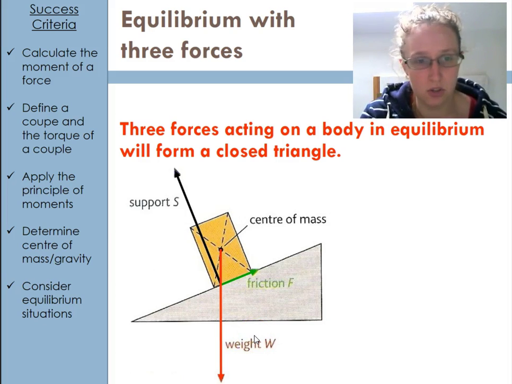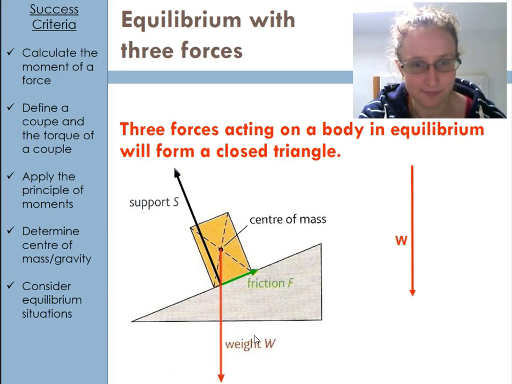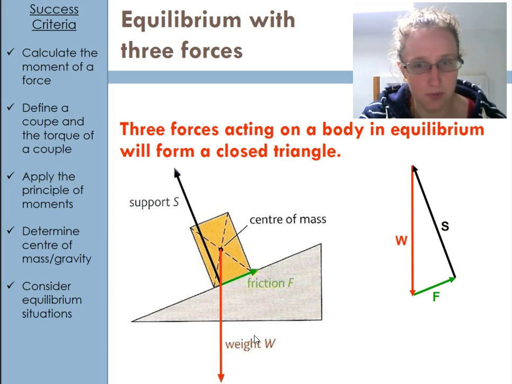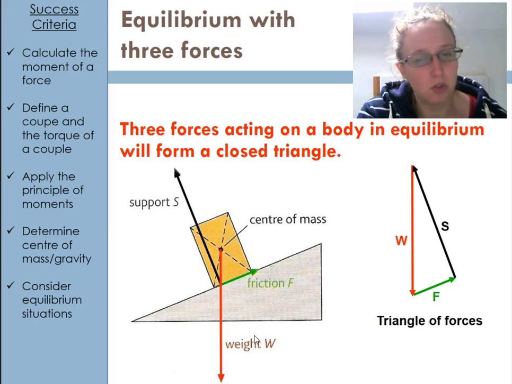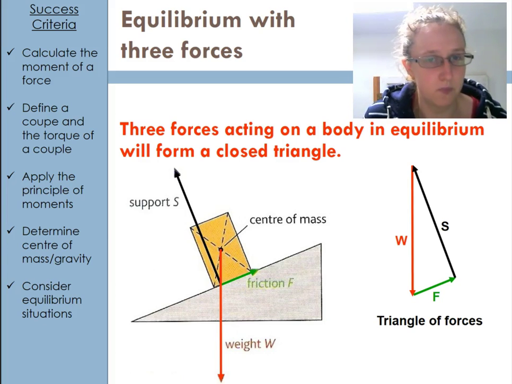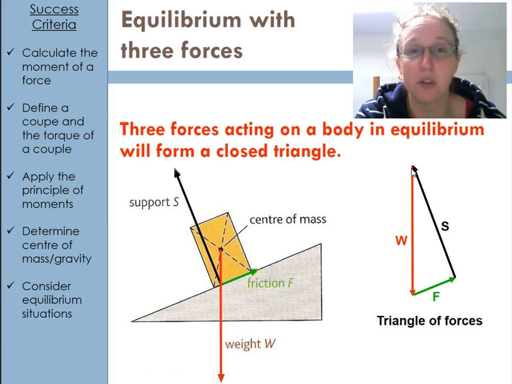Or I could just draw them to scale. So if I draw my W going straight down, my weight going straight down, my friction at the angle that it's going and the length that it's going, then my support force in there, it gives me what we'd call a closed triangle of forces. So I've ended up where I started because I went from one to the other. And if I ended up where I started, then I have no resultant force. The forces are actually all balanced.